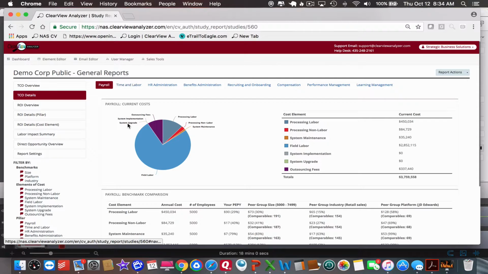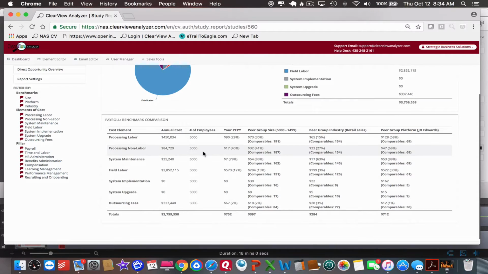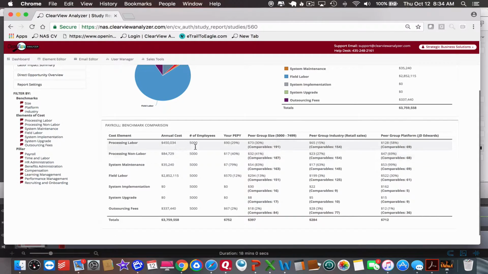So by looking at this tab, I can actually break this $752 per employee per year charge out into the different components of cost. So this really starts to help when we talk about understanding the business and understanding where things might be a little off. I'm looking at this and I can see that they're spending $90 on payroll labor versus 73 and 65 in retail sales. So they're a little high on the labor.